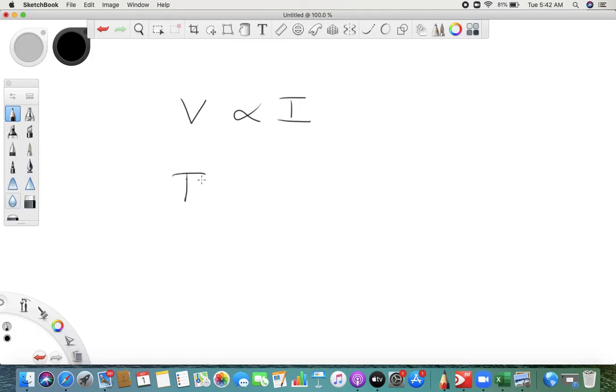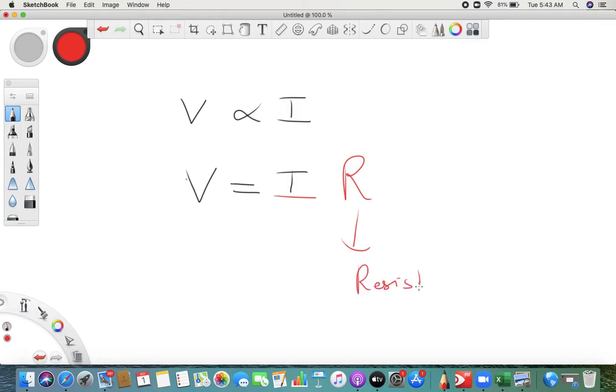V is directly proportional to current, so when you remove the proportionality sign, you have to add a constant here, and you put that constant as R. Now what is R here? R is called resistance.